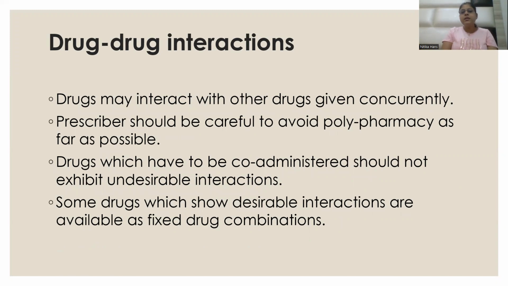Drug interactions: drugs may interact with other drugs given concomitantly. Prescribers should be careful to avoid polypharmacy. Polypharmacy occurs when elderly patients have comorbid conditions like hypertension, diabetes, cancer, rheumatoid arthritis, osteoarthritis, or any cardiovascular disease like coronary artery disease. All these diseases are present in combination in the patient, so the patient is taking around 5 to 6 medicines, which can lead to polypharmacy, and that can lead to various drug interactions.